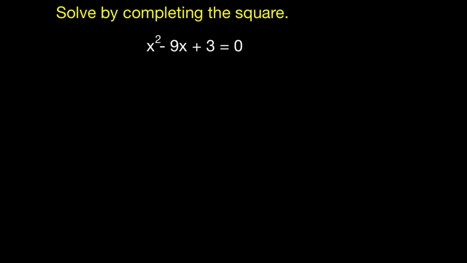Solve by completing the square. In order to solve this equation, we've got to make sure that the x squared term and the x term are on one side of the equation and the constant gets moved over to the other side of the equation. So here I'm going to remove the 3 by subtracting 3 from both sides. And this is going to give me the setup that I want.